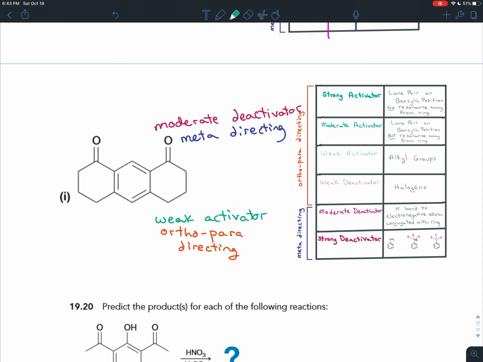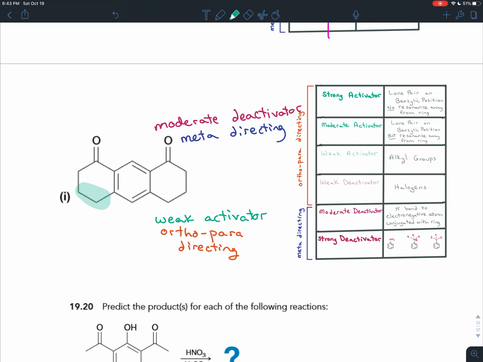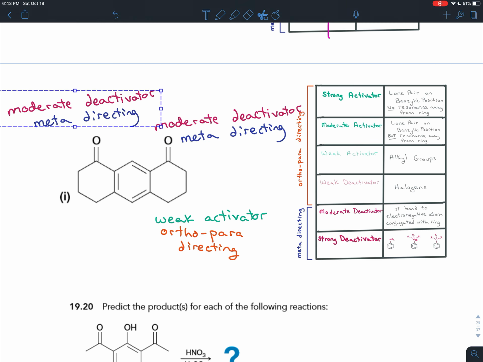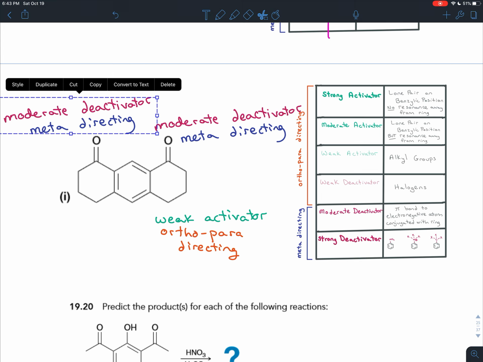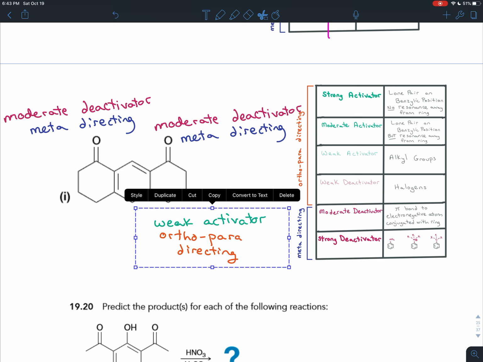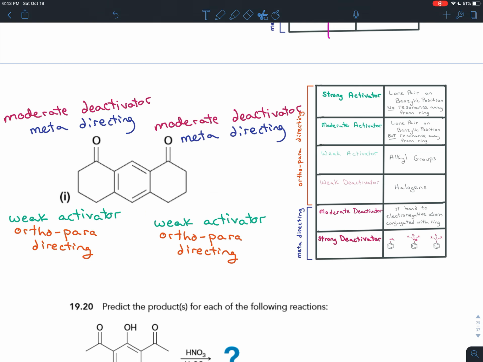And notice that the branches on the other side are exactly the same. Here we have that pi bond to an electronegative atom that is conjugated with the ring. And really the molecule is symmetrical. On the bottom, we have the same alkyl group. So this top one is a moderate deactivator. It's the same branch on the left as on the right. And all moderate deactivators are meta-directing. And at the bottom, this is also a weak activator. And all weak activators are ortho-para-directing.